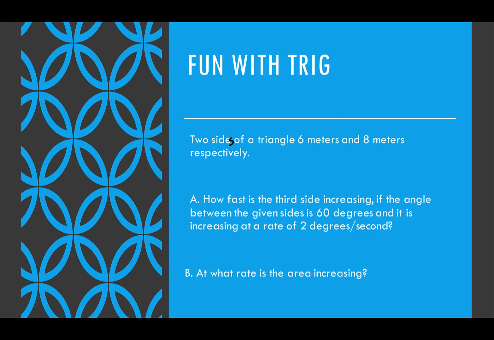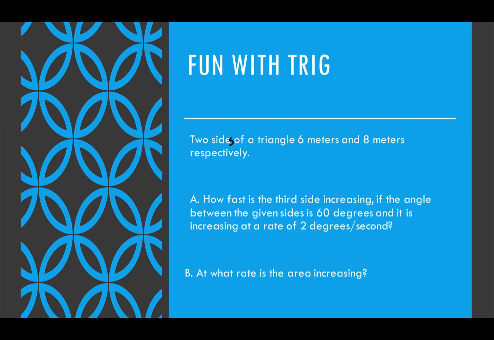Last part, last problem. Let's get it. So here we have it. Same scenario. Two sides of a triangle, 6 meters and 8 meters. We're going to have the same scenario as part A, with the angle in between when it's 60 degrees, and we still have the same rate of 2 degrees per second. So we'll use all those same conversions as we had before.